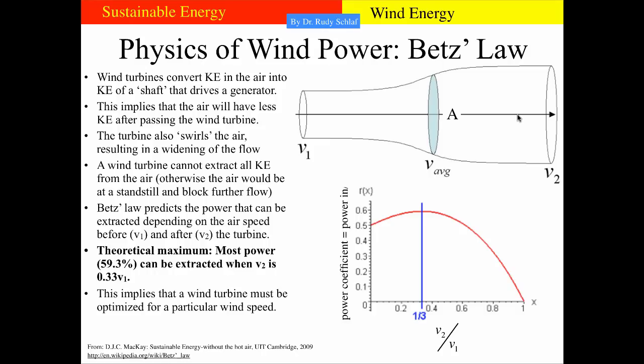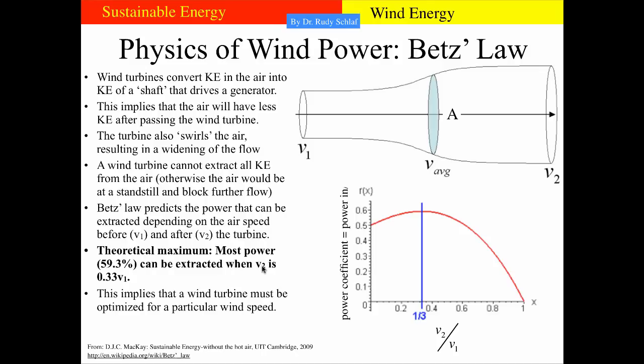So there's a law by Betz, and this Betz law predicts the power that can be extracted depending on the relationship between the airspeed before and after the wind turbine. Betz showed that the theoretical maximum of power extraction is reached when the velocity after the turbine is just 1/3 of the velocity of the air going into the turbine. When that is the case, then we can get almost 60% of the energy that is in the air.